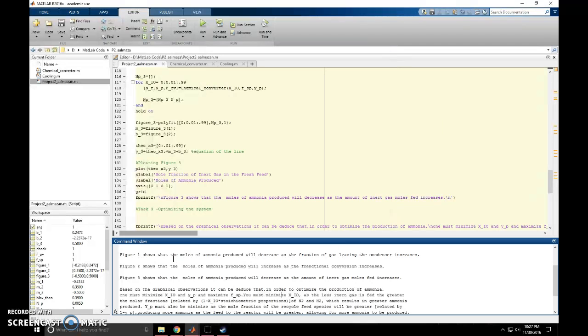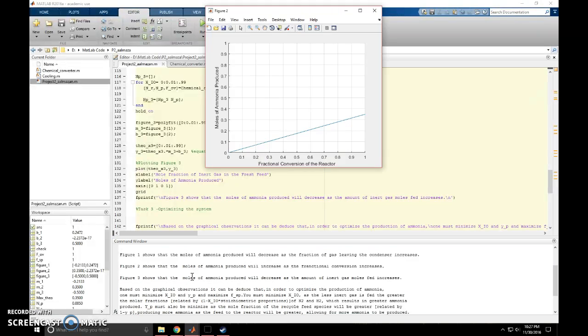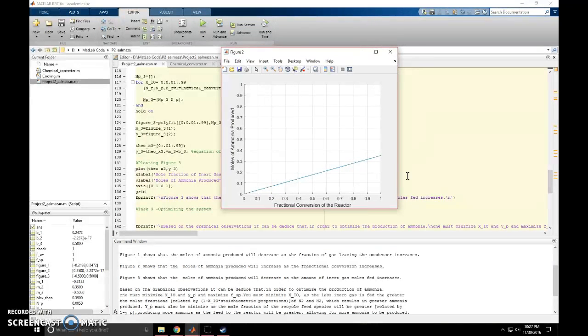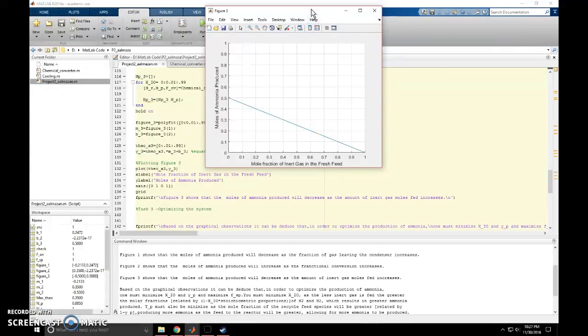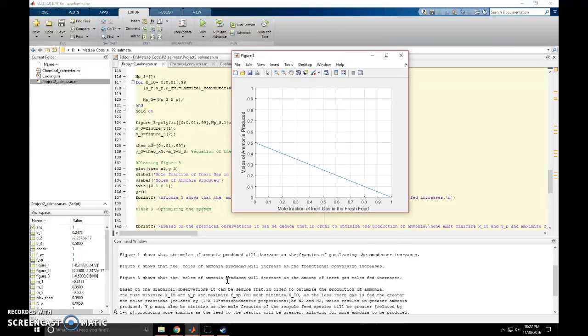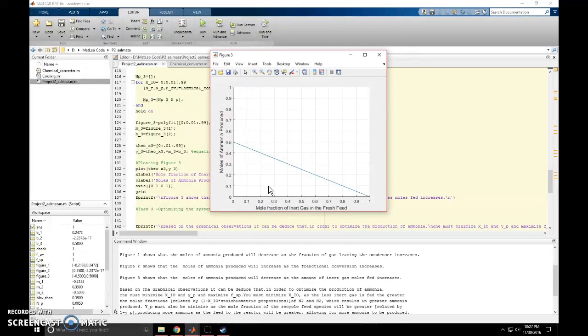Figure 2 is going to show us that the moles of ammonia produced will increase as the fractional conversion increases. So it's a good thing. This one shows us, so as fractional conversion in the reactor increases all the way to 1, moles of ammonia produced keeps increasing. So that's a good sign. And figure 3 shows that the moles of ammonia produced will decrease as the amount of inert gas moles fed increases. So here we see it's another decrease in moles of ammonia produced. This one is for mole fraction of inert gas in the fresh feed, which makes sense.